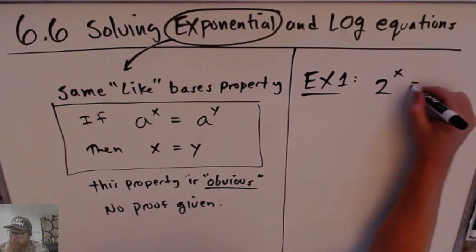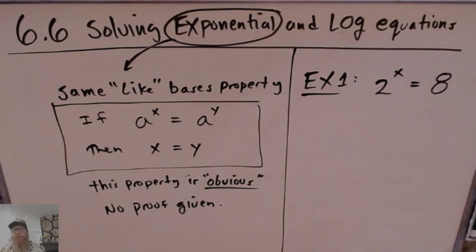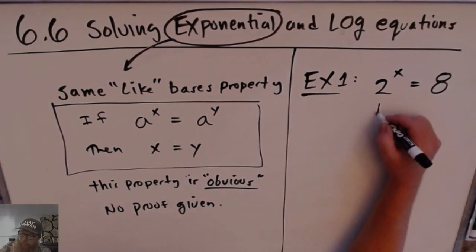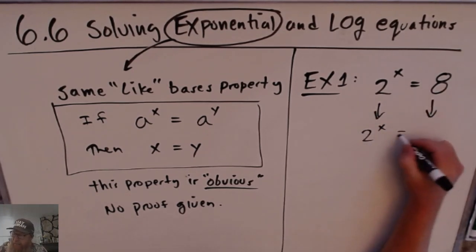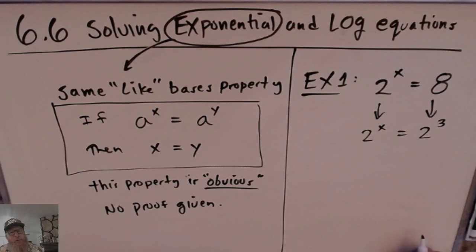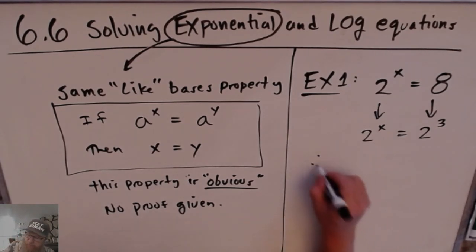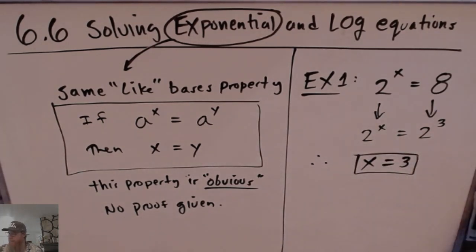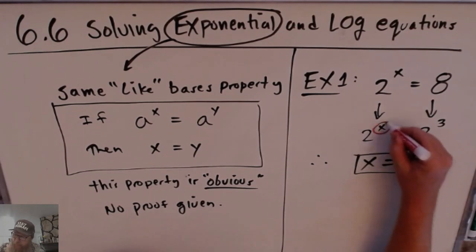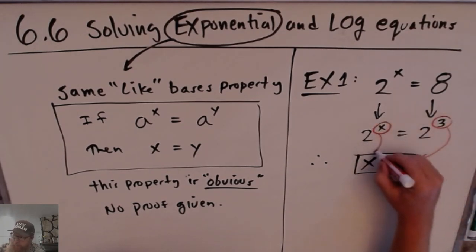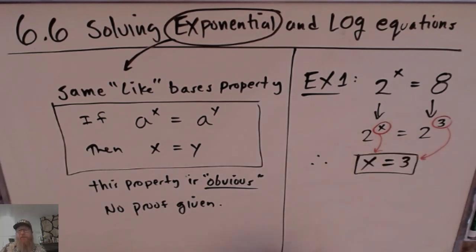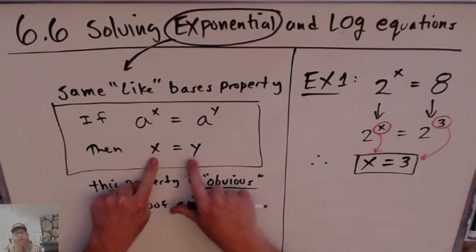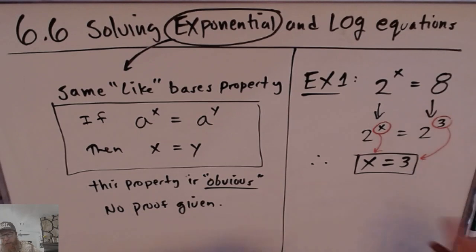2 to the x is equal to 8. So 8 is 2 to the third power. 2 times 2 times 2 is 8. Therefore, x is equal to 3. So we're using the same base property or the like base property. Both sides have a base of 2. So that's our a. And so x must be equal to y. So the y is 3. So x is equal to 3.